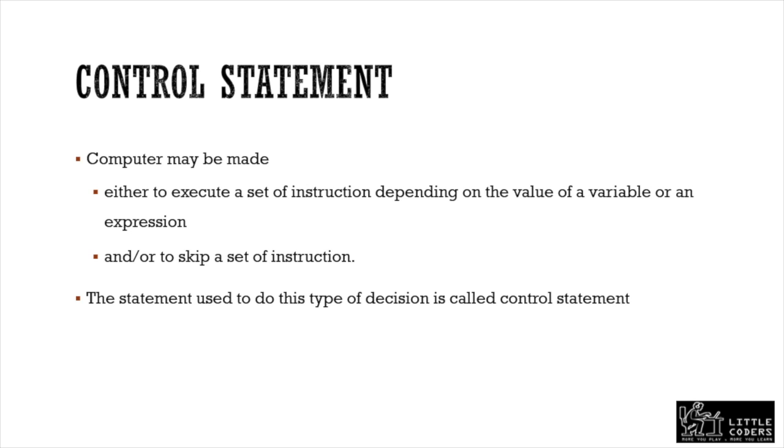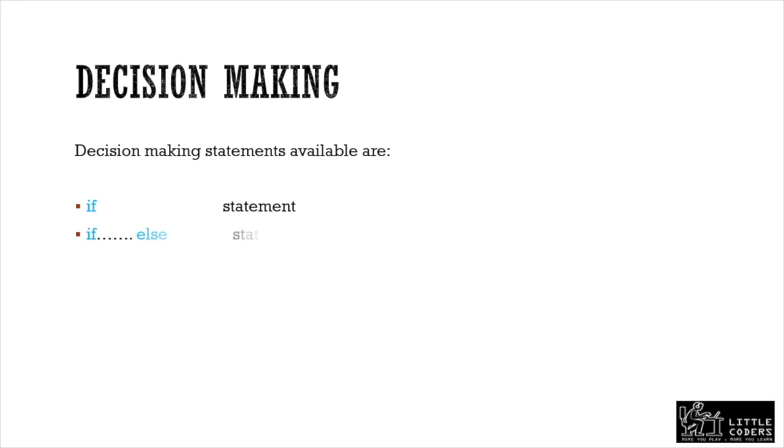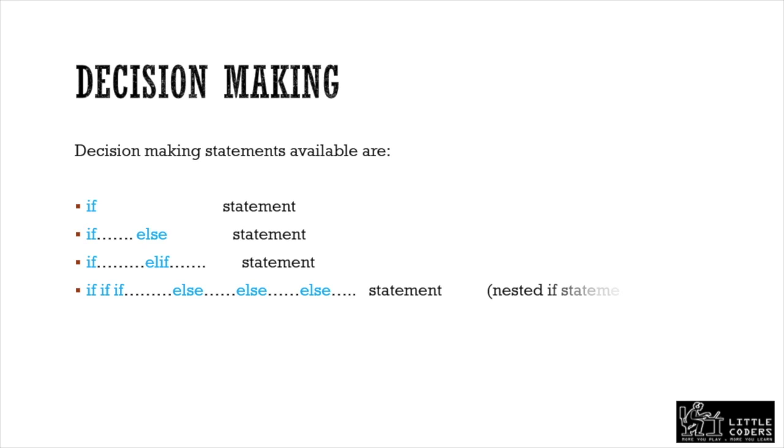The various control statements or decision making statements available in Python are the if statement, if else statement, if elif statement, if then else statement, which is called a nested if statement, and inline if statement. Instead of discussing all the types of if statement in a single stroke, let us see the if statement alone first. Then we will go on to the other types of if statement.